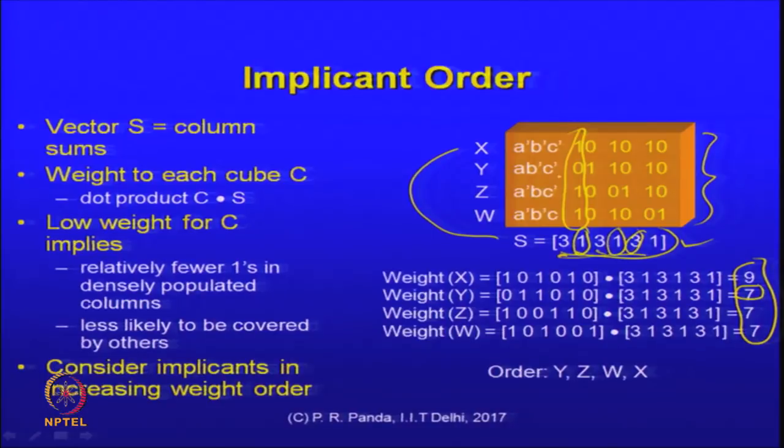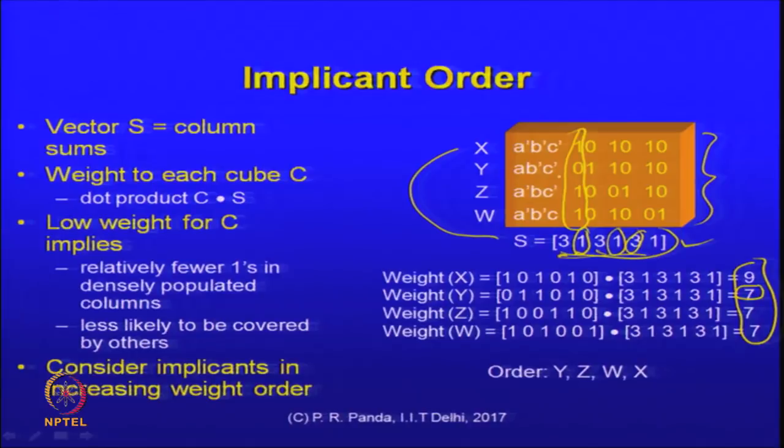If it is relatively small, it means that it has a 0 in the places that are densely populated, those columns that are densely populated. The argument is that if that weight is low, then because too many other cubes do not have a 1 in that particular column, that cube is less likely to be covered by others. That is a heuristic argument, but if that number is high, it means that many others have a 1 there. So, it is more likely that it will be covered.